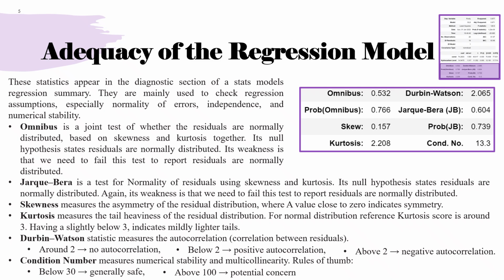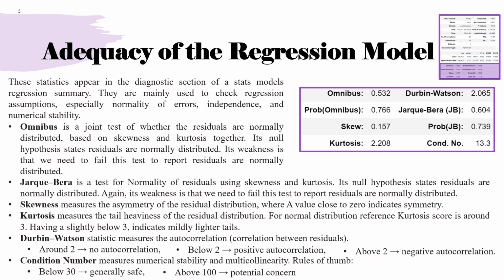Both tests assess normality of residuals using skewness and kurtosis. Jarque-Bera is a specific, well-known test, while Omnibus is a broader joint test. When both agree, confidence in the normality assumption increases. Note the main weakness of both these tests is that we need to fail to reject the null to report that residuals are normally distributed.